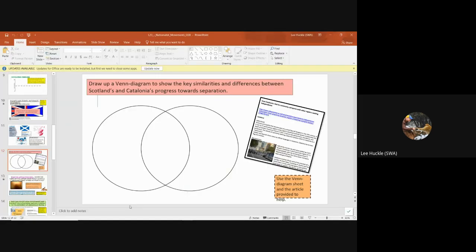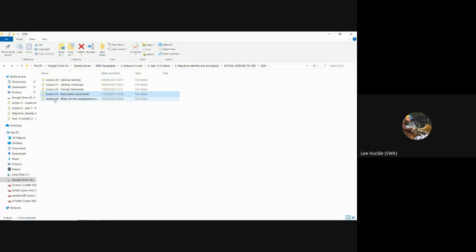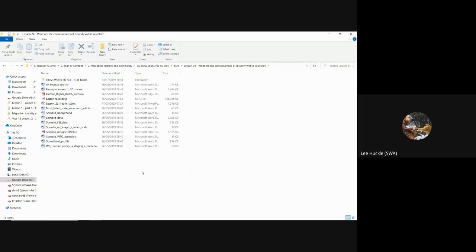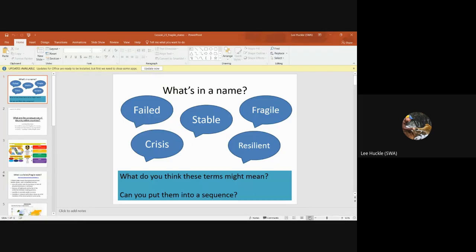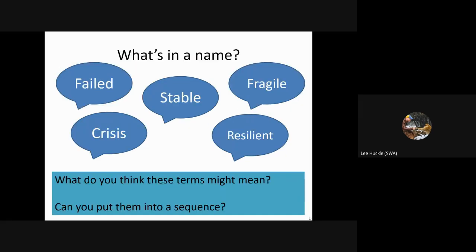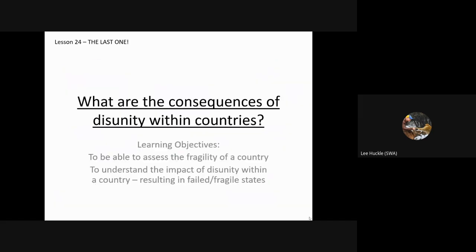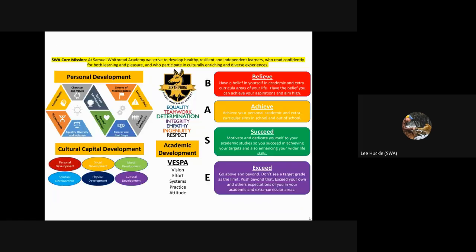So that leads us into the final lesson of EQ4. What are the consequences of disunity within nations? This is where we looked in particular at fragile states. We looked at these words. What does it mean to be a failed state? What's a crisis? What's a stable state? What's fragile? What's resilience? And here's the key bit: to be able to assess the fragility of a country, and then to understand the impact of disunity within a country, in this case resulting in what we call a failed fragile state.